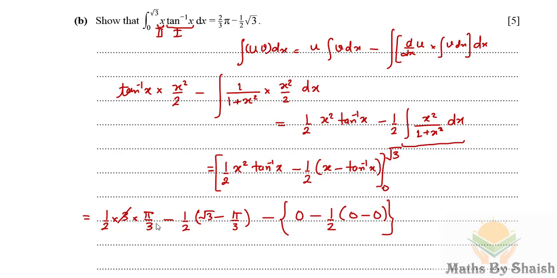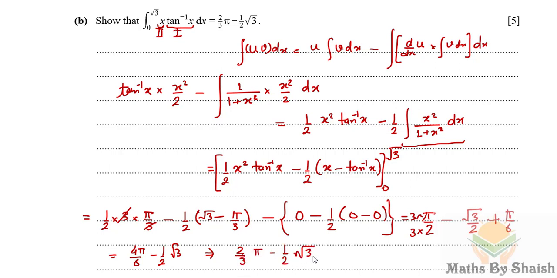So we only need to solve this. The 3 gets cancelled, and we are left with pi by 2 minus root 3 by 2, minus minus plus, minus 1 by 2 into minus pi by 3 is plus pi by 6, and we need to write in this form. We have got this minus half root 3, and if we solve pi by 2 plus pi by 6, we can multiply by 3 in numerator and denominator, and we will write it as 4 pi by 6 minus 1 by 2 root 3, or we can get the final answer 2 by 3 pi minus 1 by 2 root 3. So that's the answer we can see from here, and I hope it is clear.